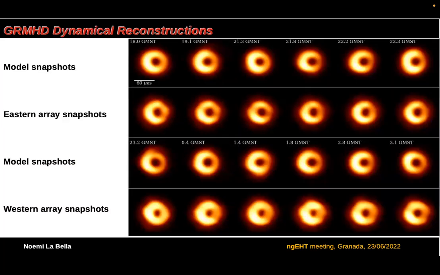And so these are some snapshots that we took from our movies. In the first row, there are the model snapshots taken in the eastern part of the array. Then there are our reconstructions with the eastern array plus Africa, of course. Then we have again the model snapshots, but this time in the western part of the array. And those are the respective snapshots that we have with the eastern-western array. So we can see that the eastern array plus Africa produces a very good dynamical reconstruction of Sagittarius A*, if you compare again with the model.